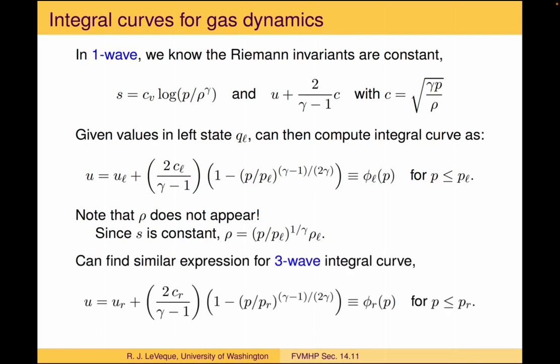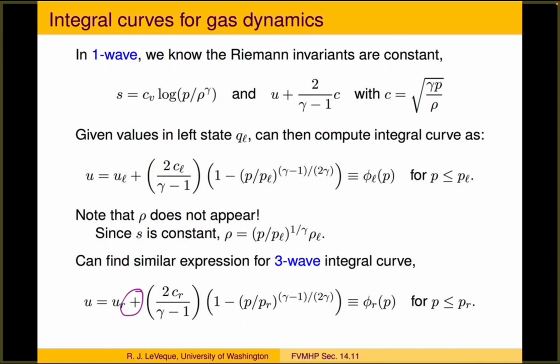And then we can do exactly the same thing for the 3-waves. We have a different set of Riemann invariants, the same entropy, but the other one has a slightly different expression. In particular, it has a minus sign here, and so this I think should actually be a minus sign. It's a typo, because the other Riemann invariant on the 3-wave is u minus 2 over gamma minus 1 times c.